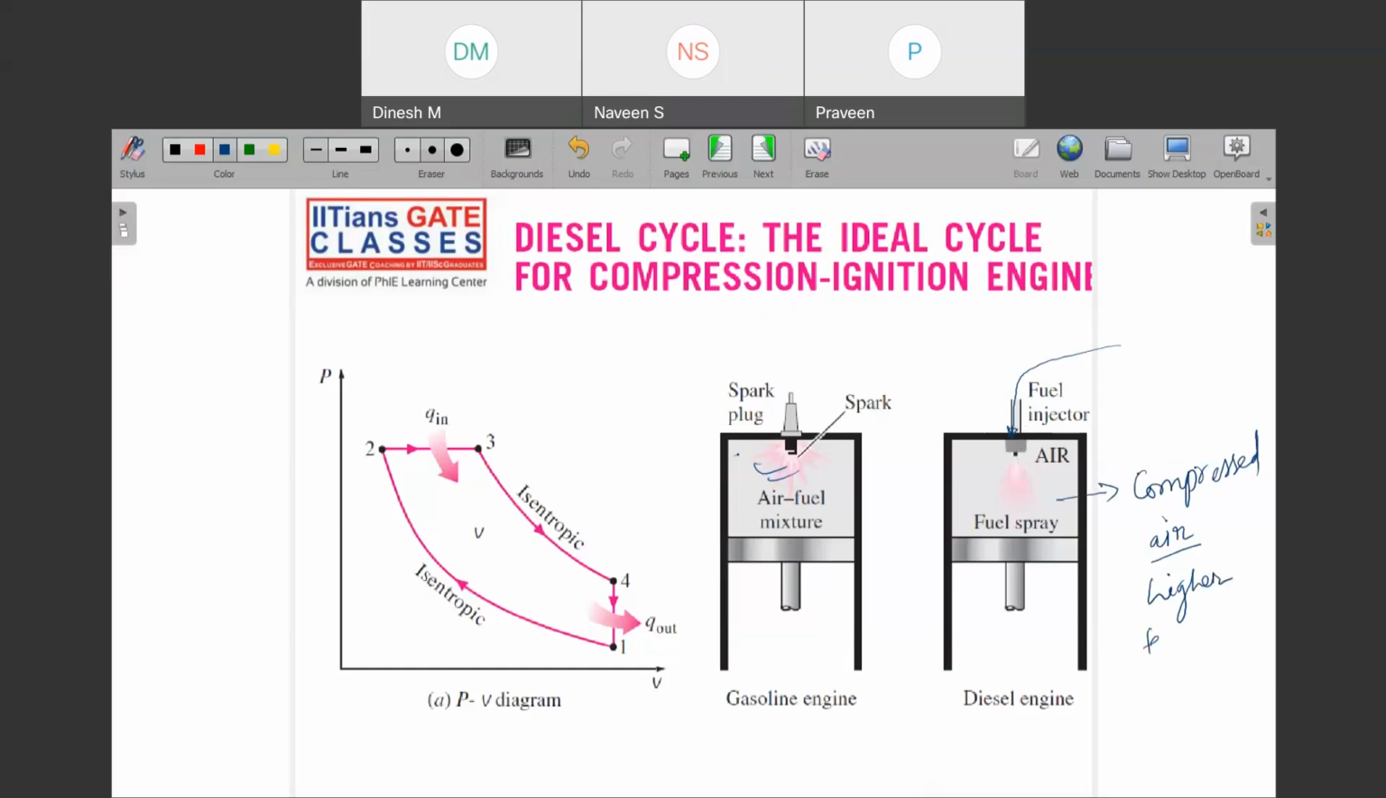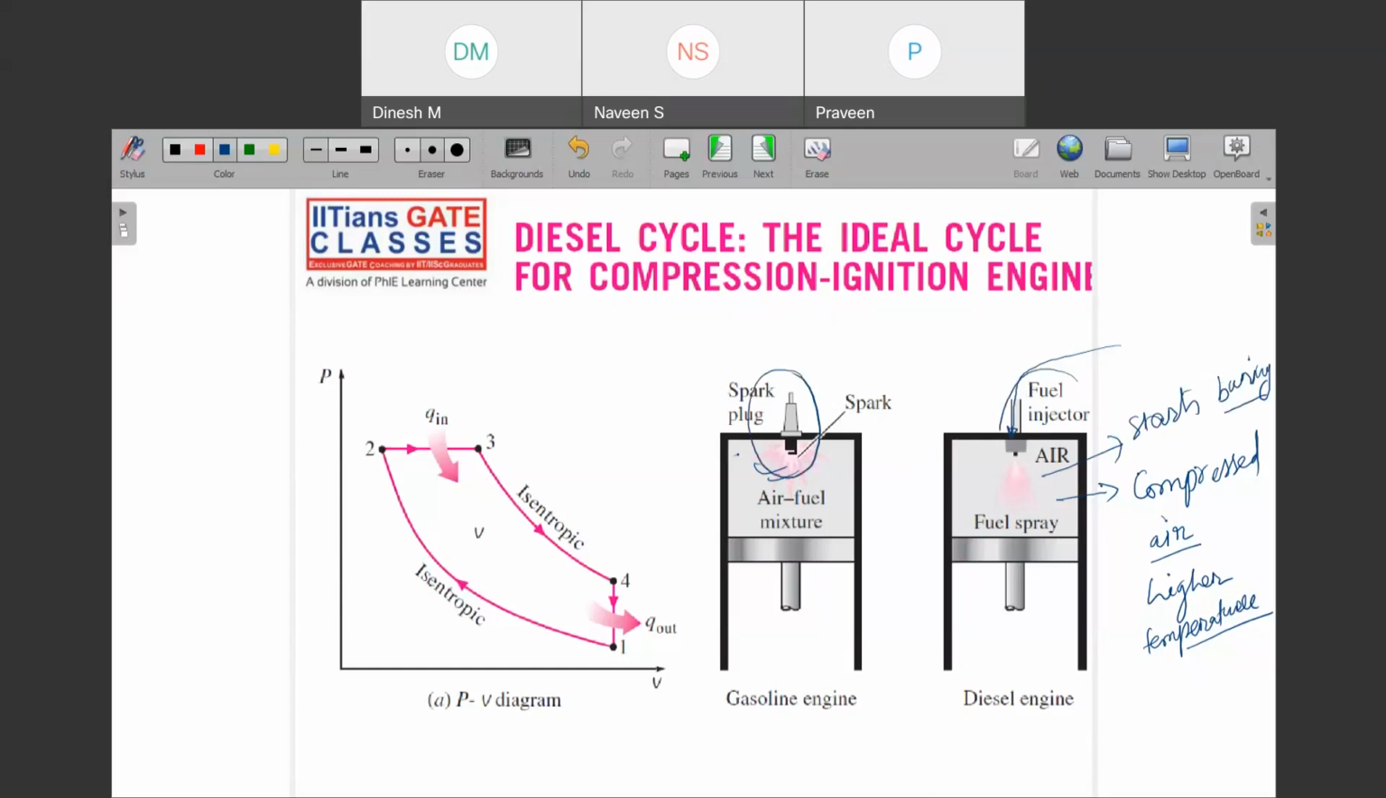At this higher temperature, when the fuel comes into the picture, it automatically starts burning. So this is the basic difference between the Otto cycle and the diesel cycle. Here we have a spark plug.